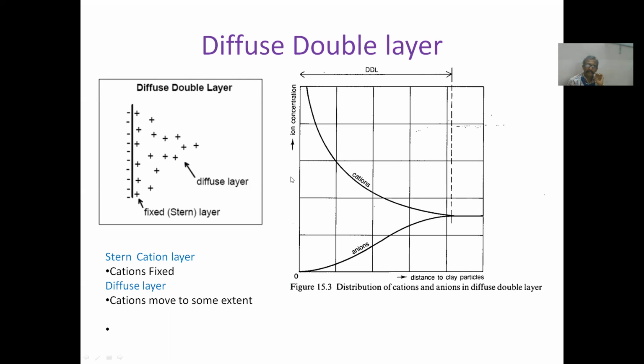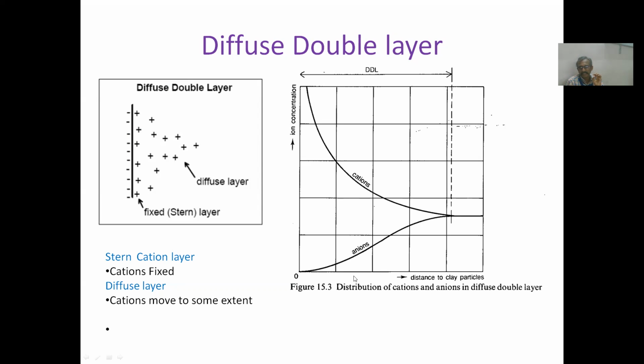So if you look at this image, it depicts the relationship with distance to the clay particle. This is a clay particle, and you take distances here, here, here, like that. At different distances, find the ionic concentration. Separately find the cationic concentration and the anionic concentration and plot them. If you plot, you will get this kind of graph.